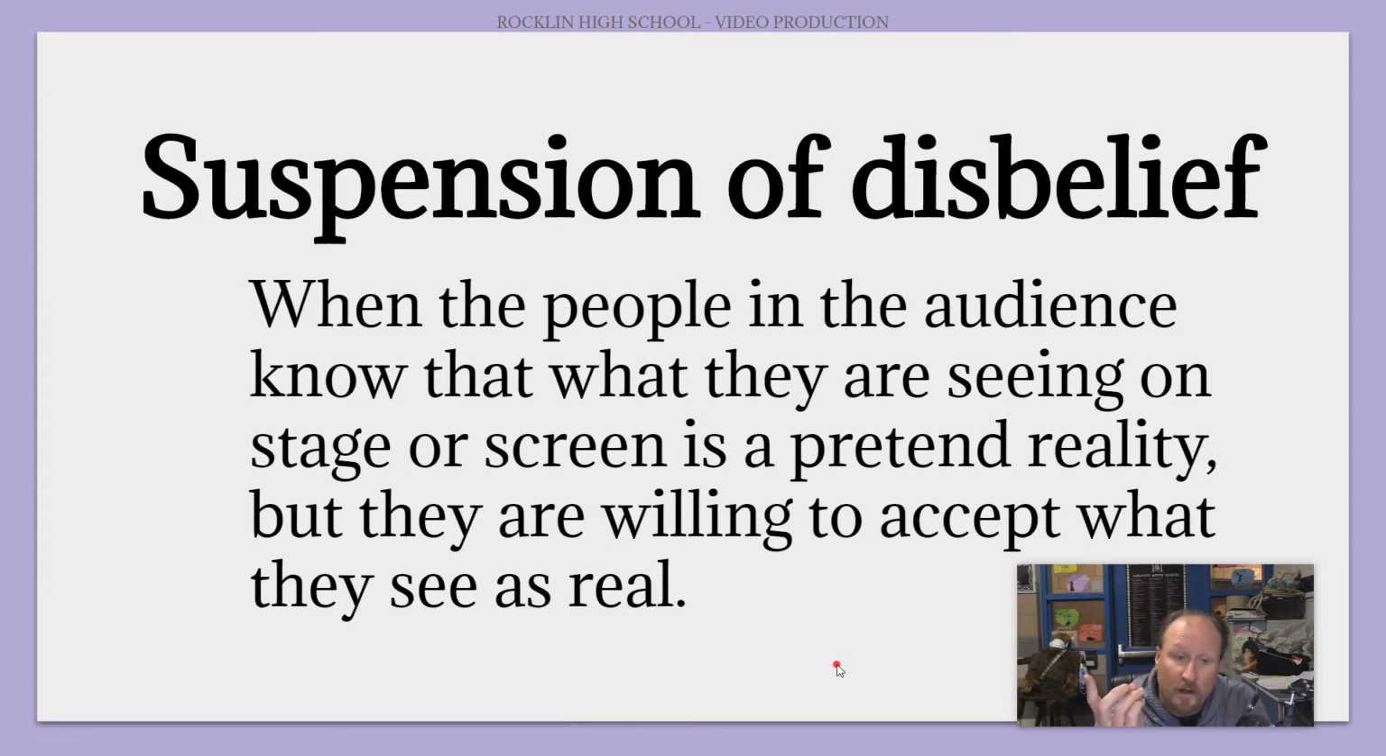So when the people in the audience know that what they are seeing on the screen is pretend, but you're willing to accept what I see as real. This is important for every film that you watch. Even if it was my silly little scary movie, you need to be able to buy in and believe a little bit, believe the worlds that are being created. And if this is broken, then all things fall apart. And it's something really important.